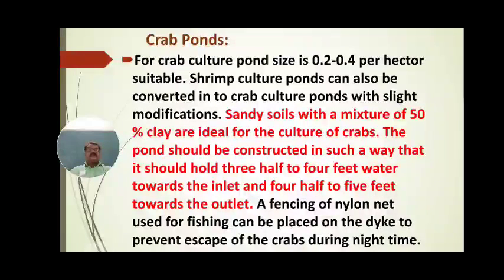Sandy soils with a mixture of 50% clay are ideal. For the culture of crabs, the pond should be constructed in such a way that it should hold 3.5 to 4 feet water toward the inlet and 4.5 to 5 feet toward the outlet. This is the slight modification. Sandy soils with a mixture of 50% clay are ideal for culture. The pond should be constructed to hold 3.5 to 4 feet water toward the inlet and 4.5 to 5 feet toward the outlet.